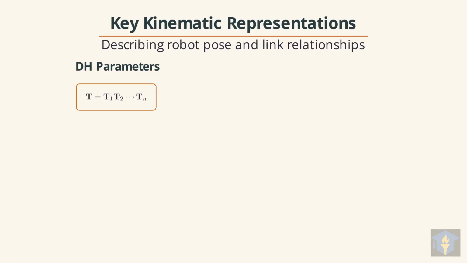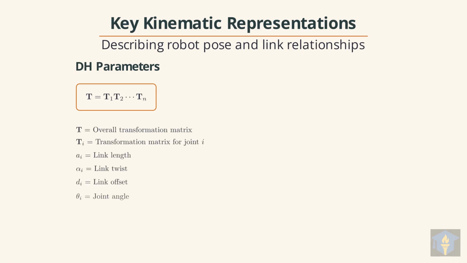The overall transformation matrix T is the product of individual transformation matrices, T sub i, for each joint. Here, T represents the overall transformation matrix, describing the robot's complete configuration. Each T sub i is the transformation matrix for joint i, defining the relative pose between adjacent links.